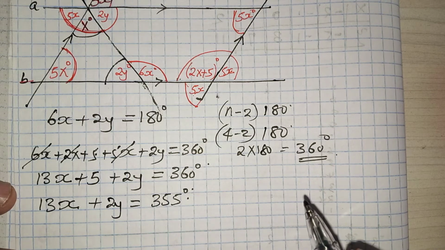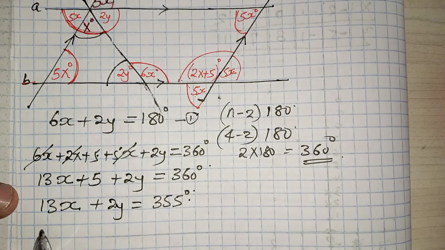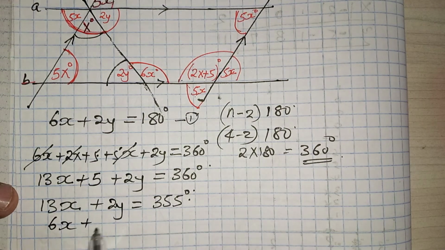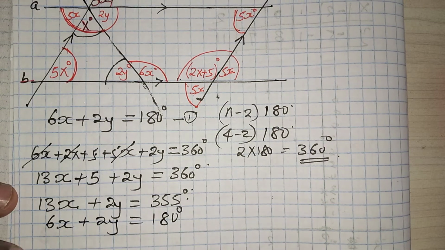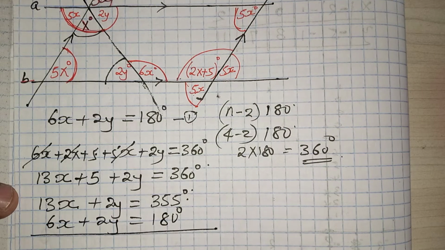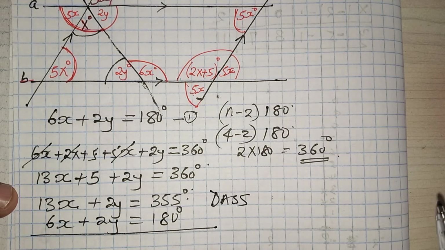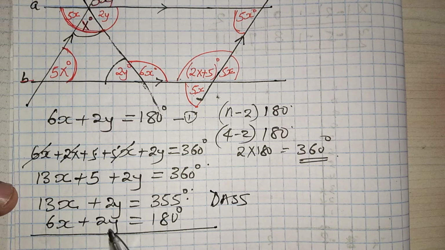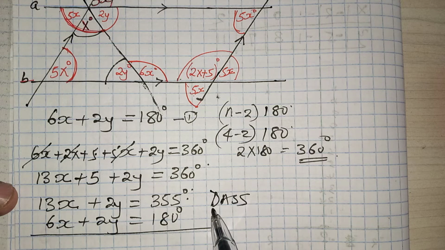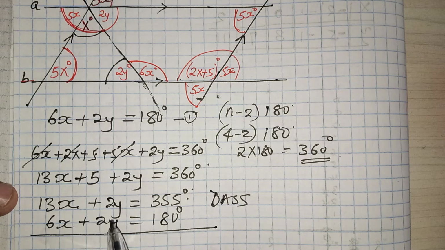And now we have two simultaneous equations. This is equation 1. We can bring it down here: 6x plus 2y is equal to 180 degrees. You remember how we solve simultaneous equations with the help of DAS? We want to eliminate y. Anytime we have different signs, we add. Anytime we have the same signs, we subtract. We have the same signs, so we subtract.